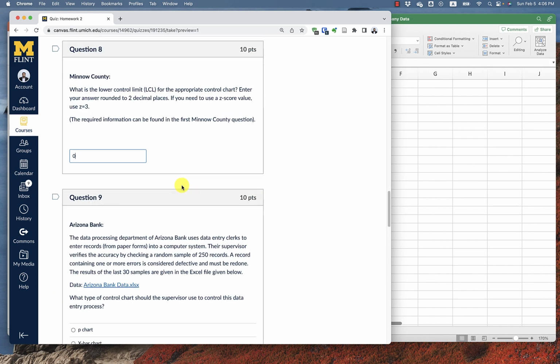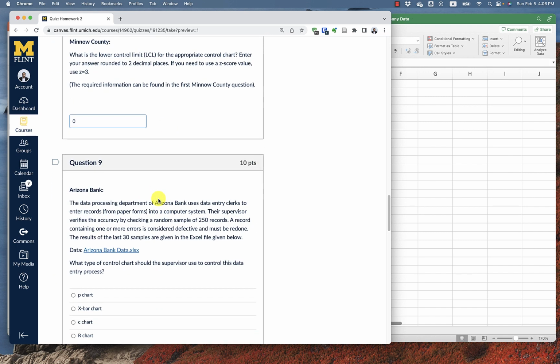Okay, so we are making good progress. Let's get to this Arizona Bank question. Okay, and this has an Excel file, so let's download that.